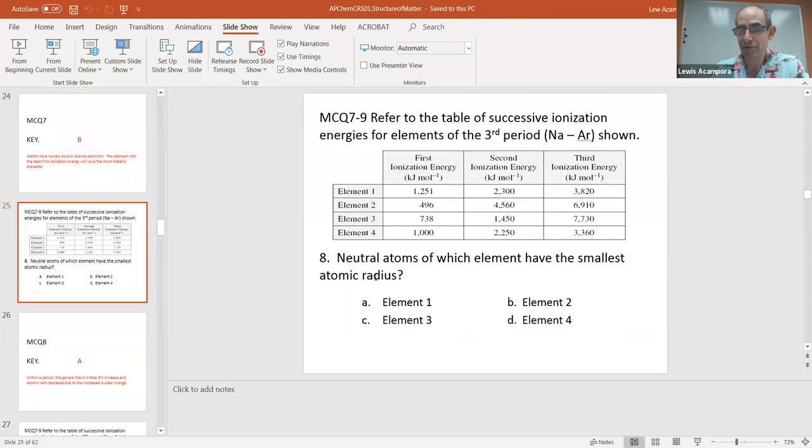The smallest radius, well, this is a little bit tricky because how does this relate to Coulomb's law? And remember, small radii mean that the electrons are going to be pulled in the tightest, which means that they will have the highest ionization energy. So of these elements, we would look for the element with the greatest value of the first ionization energy, and that would be element one.